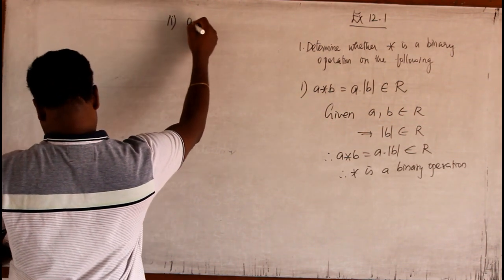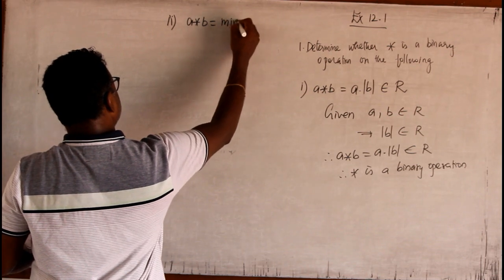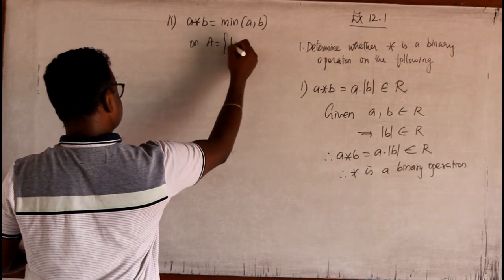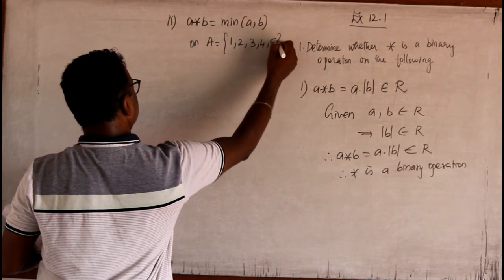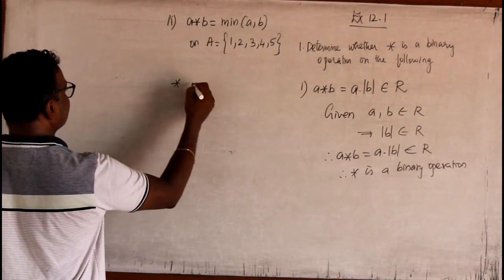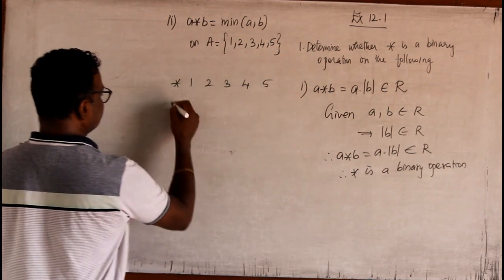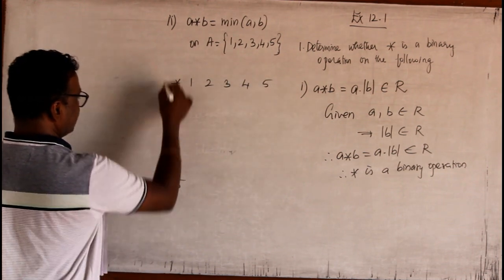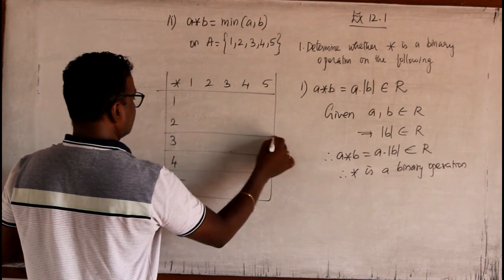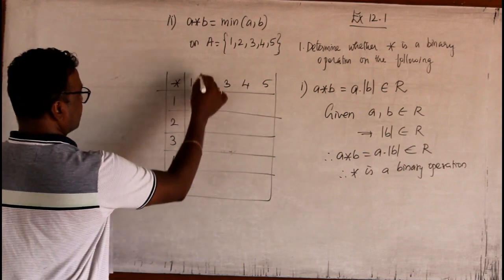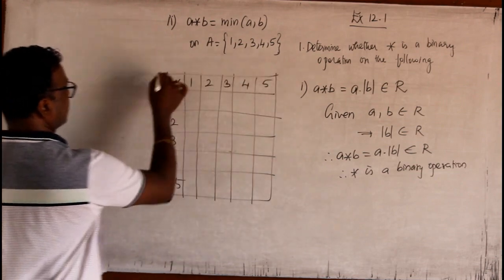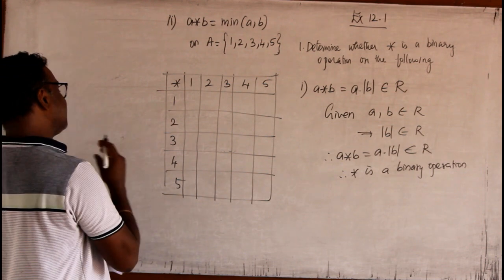Second one, A star B equal to minimum of A comma B, but on a set they gave. What is that set? 1, 2, 3, 4, 5. So we shall say like this. I must take only the minimum. Suppose I take star here, 1, 2, 3, 4, 5 as a table. So I have to operate two numbers and the result must be the minimum of those two.